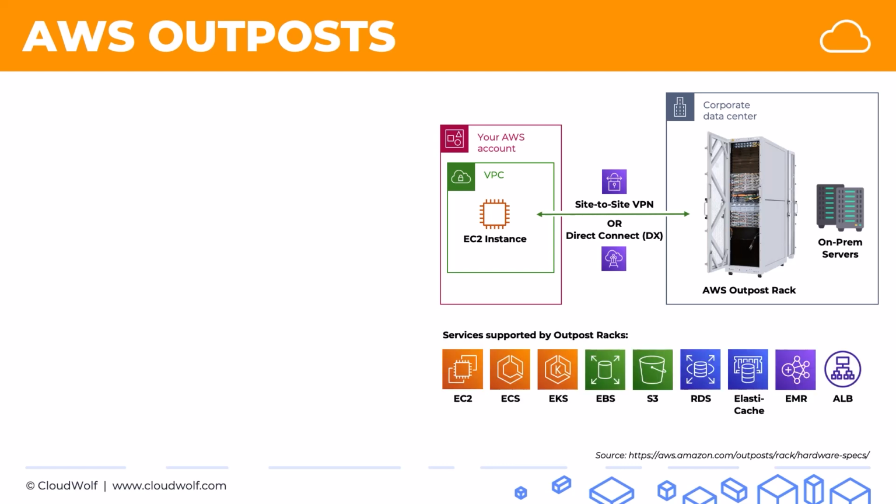And the services that are currently supported by Outpost racks are EC2, ECS, EKS, EBS, S3, RDS, ElastiCache, EMR, ALB, and a few others. With AWS Outpost servers, you will get fewer services. They support fewer services. So there we go. That's what Outpost racks are all about.